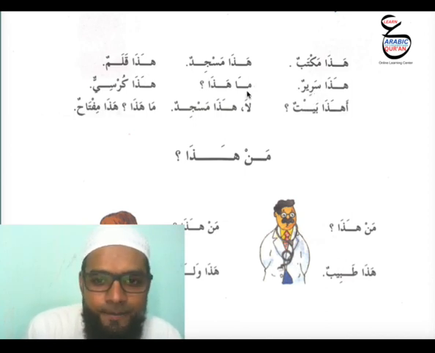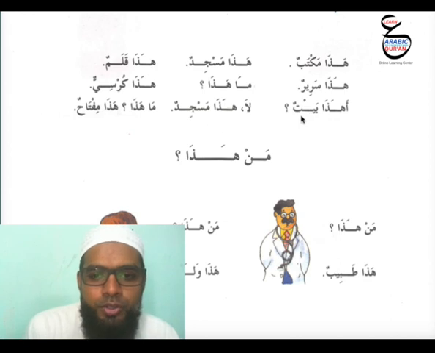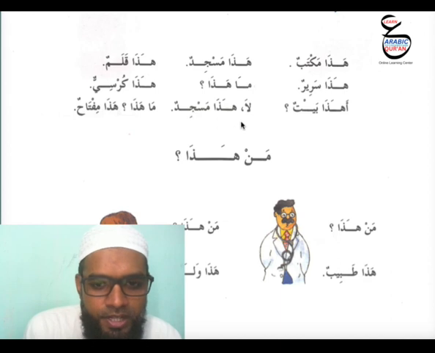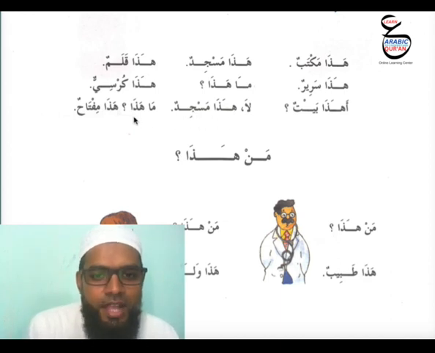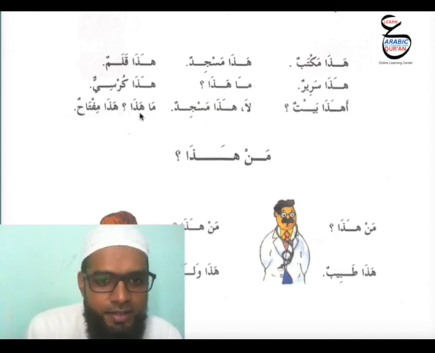ये पलंग है. मा हादा. What is this? ये क्या है? हादा कुर्सीयुन. This is a chair. ये कुर्सी है. अहादा बैतुन. Is this a house? क्या ये घर है? ला. हादा मस्जिदुन. No, this is a masjid. नहीं, ये मस्जिद है. अहादा मा हादा. ये क्या है? What is this? Hada miftahun. This is a key.